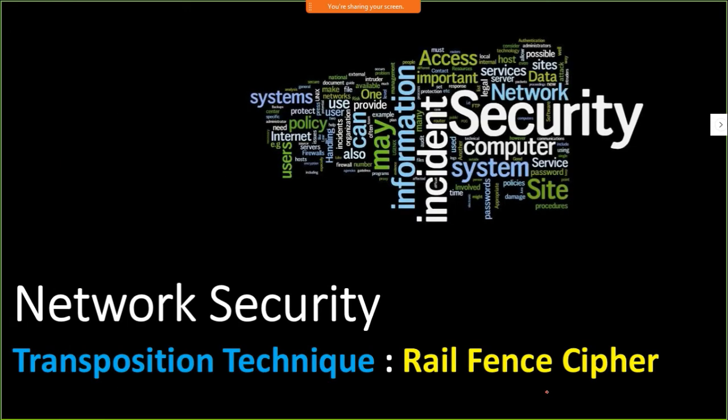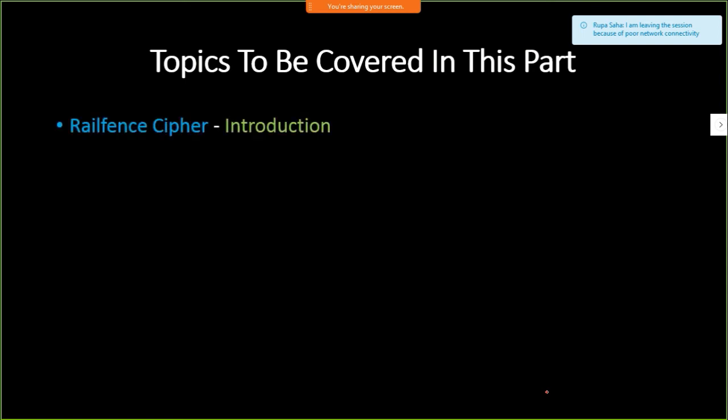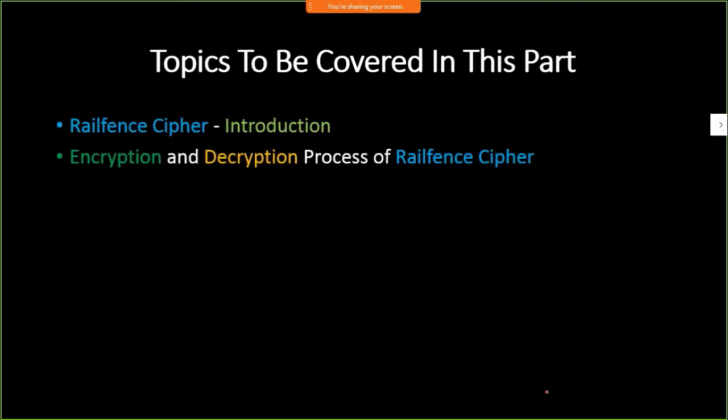And all the substitution techniques have been covered. After that there is another technique which I talked about previously, that is the transposition technique. The transposition technique, an advanced technique, is the rail fence cipher. It is a very complicated rail fence cipher. Now the encryption and decryption process of this, and an example sum.